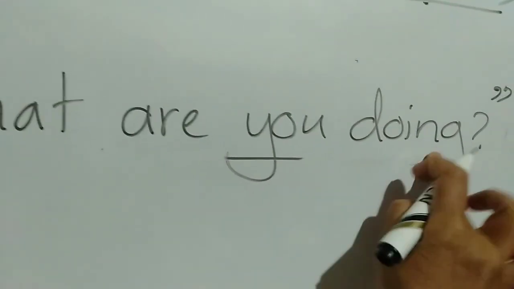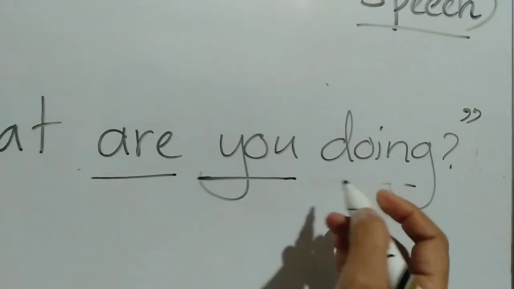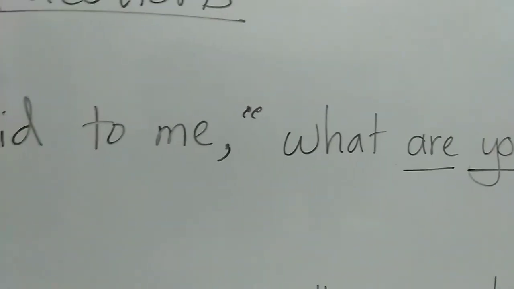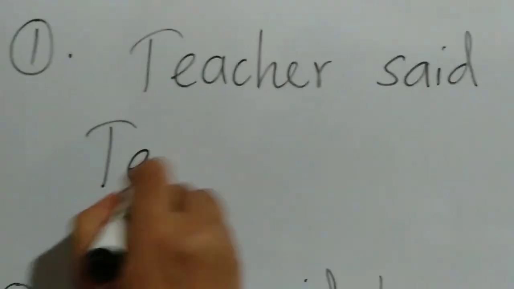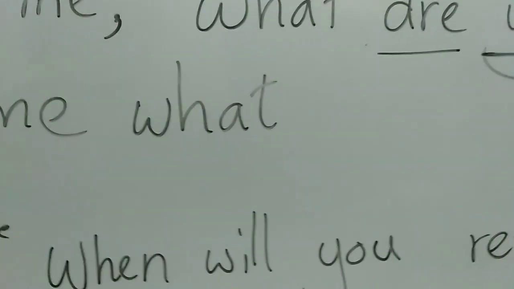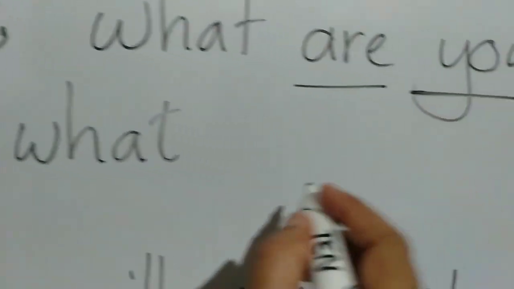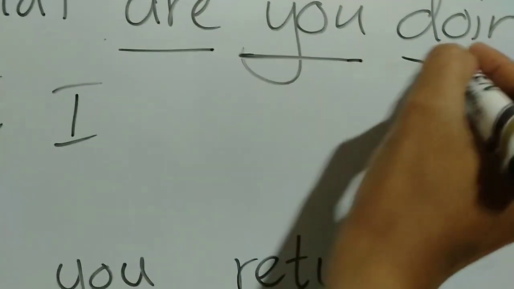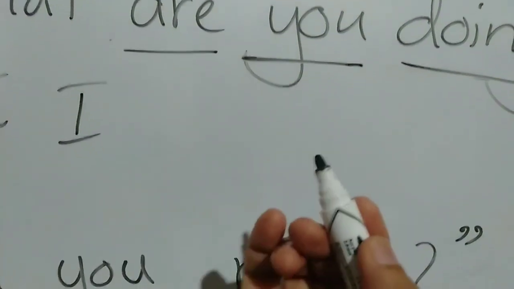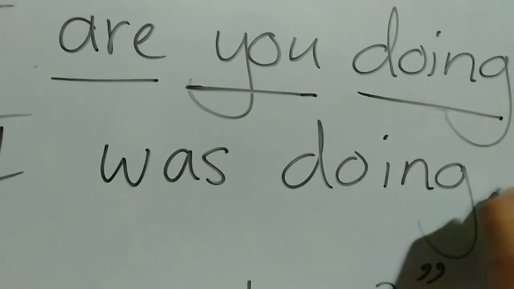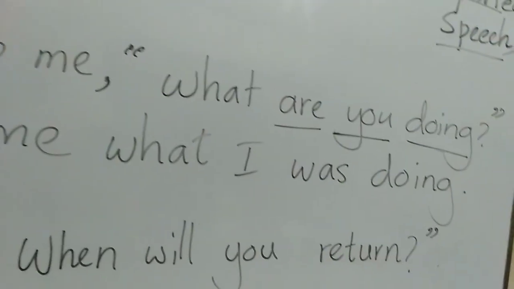You first mark: are you doing. This are you also will turn. Then doing. Then let's try. Teacher asked me what. We keep the same question word. What, this you will become I. Are doing turns into past continuous tense: what I was doing. Then remove the question word.